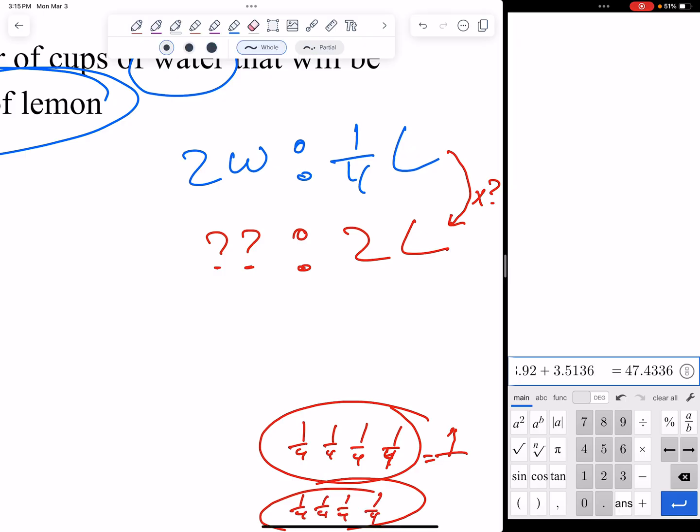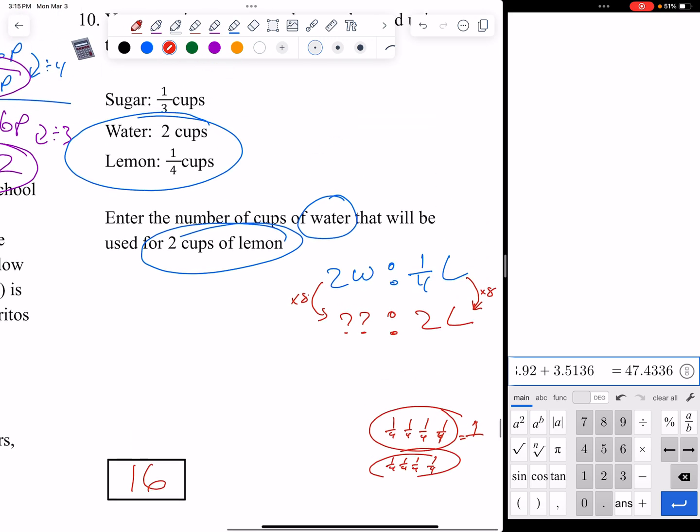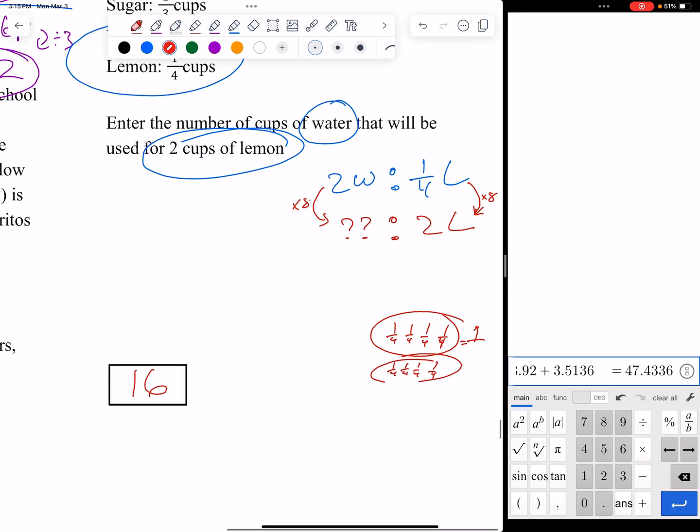So in other words, I multiplied by 8. And if I do it to one side, I'm going to do it to the other side. So 2 waters times 8 is going to give me 16. So I need 16 cups of water if I use 2 cups of lemon. And that should make sense. That's a lot of lemon, okay, to be using. Ooh, I can only imagine the amount of sugar, because that's crazy, okay.